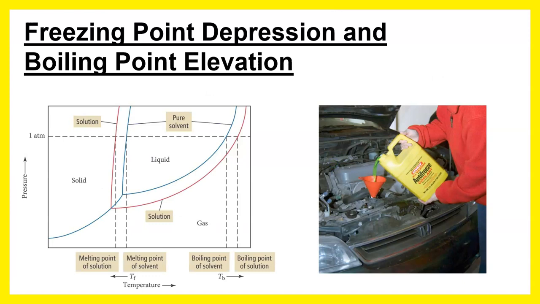There's a lot of real-life examples that use this idea of colligative properties. You put antifreeze in your car so that all the fluids won't freeze when it's cold outside. The antifreeze makes it so that all the fluids in your car would freeze at a lower temperature.